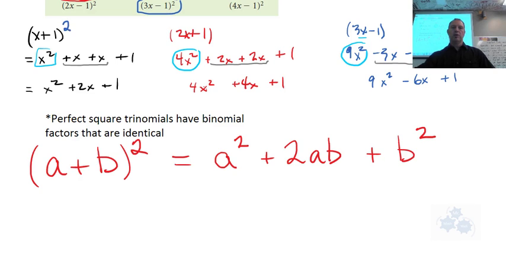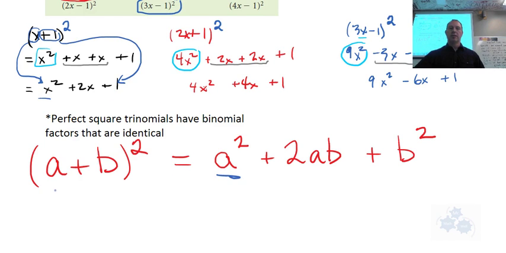But this was (x + 1) squared. This was (2x + 1) squared. This was (3x - 1) squared. So if we take a look at this pattern for perfect square trinomials, if I take a look at x and I square x, I get this term. If I take plus 1 as the second term and I square that, I get plus 1. See, that's a, the first term, squared, and b, the last term, squared.